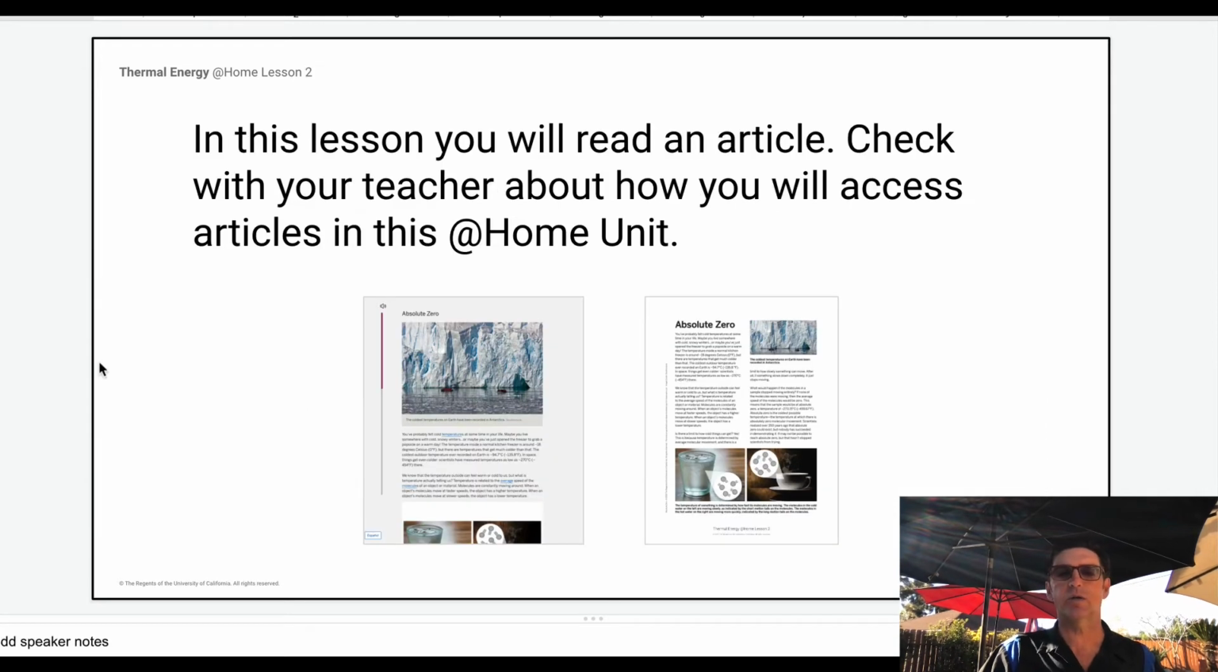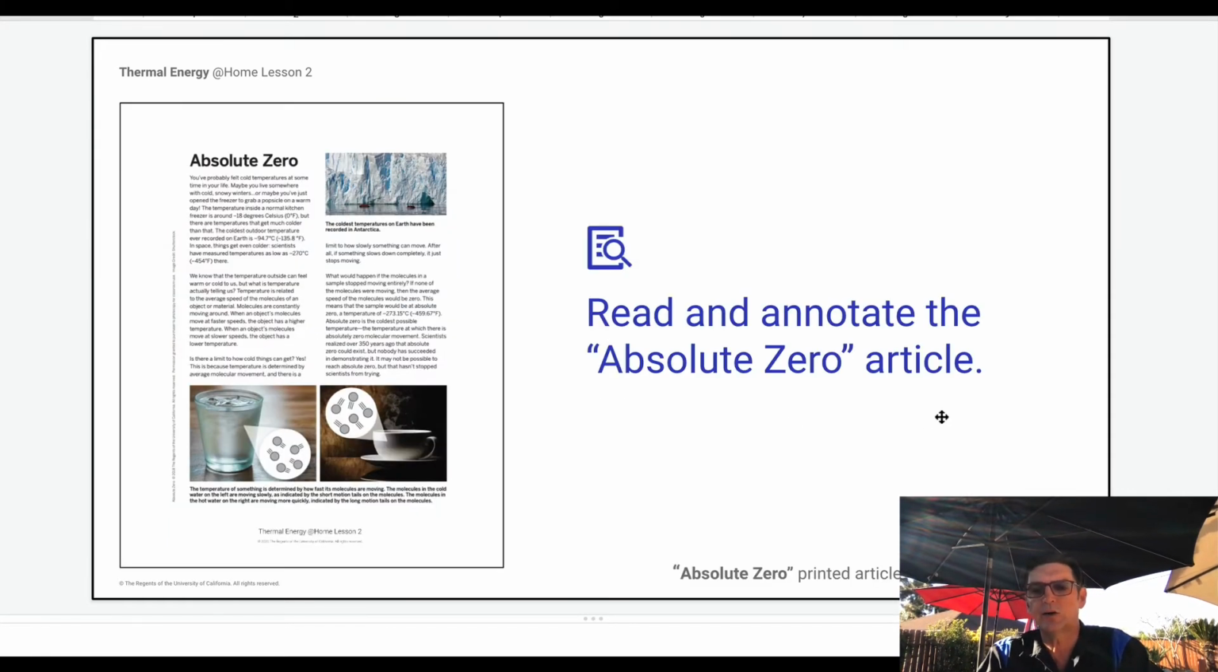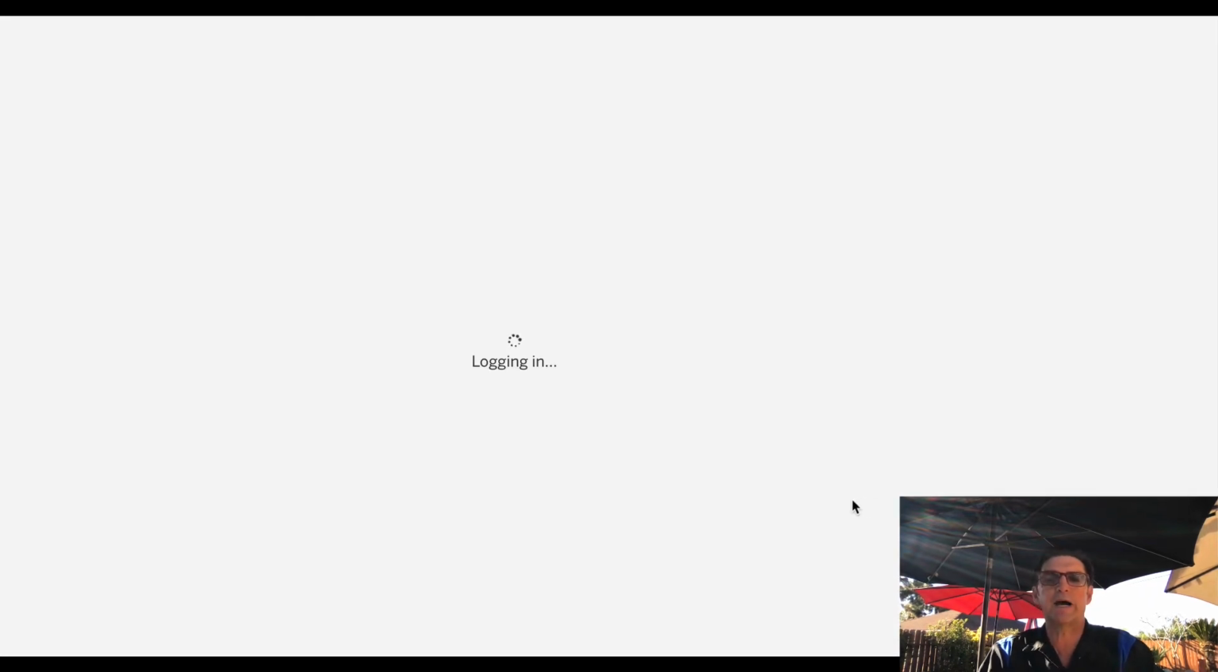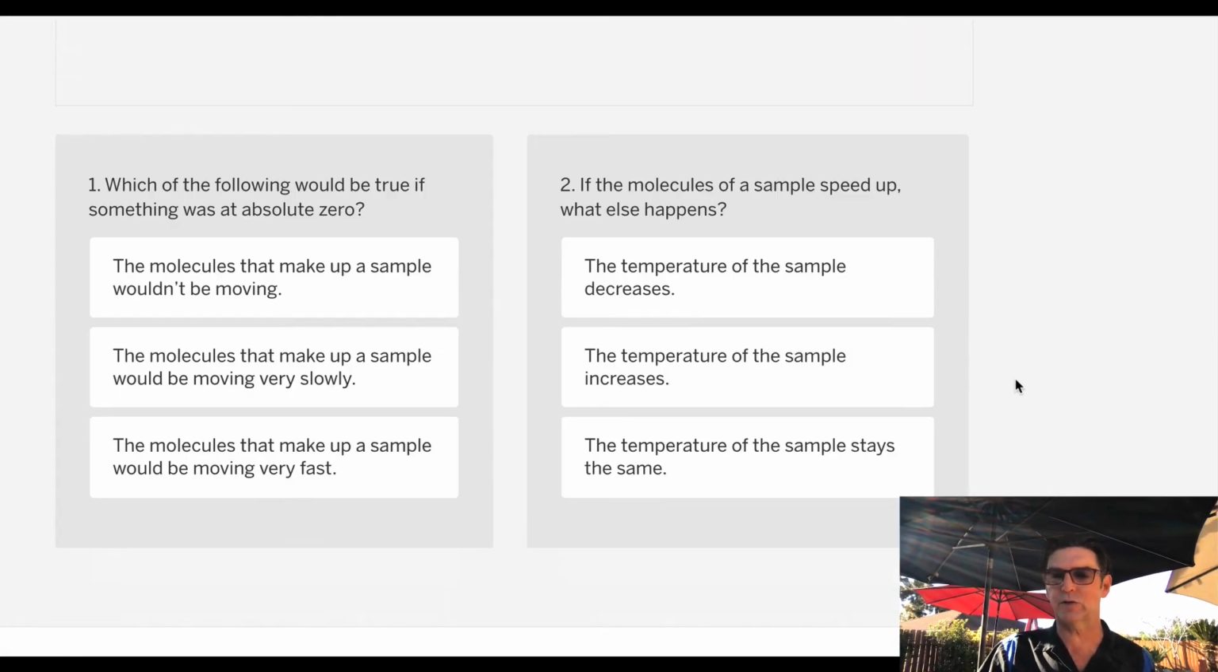Now, let's go read this article about absolute zero. The article you will read and annotate is called Absolute Zero. You will read it to learn more about temperature and molecular speed. I'm interested. Then you'll answer some questions about it. Read and annotate the article Absolute Zero. Once again, you can just follow along in this video or go to groups if you'd like to do your own highlighting. You can open it and read along with us. Up to you. I recommend just reading along here.